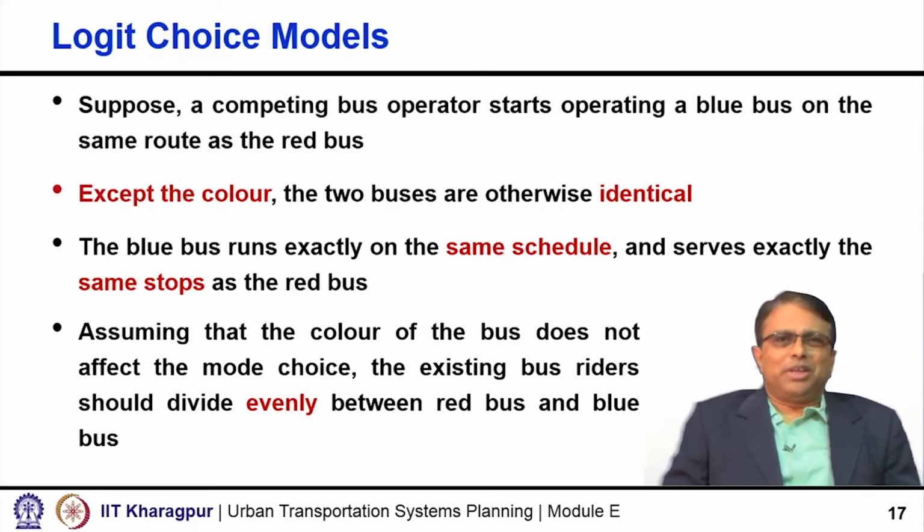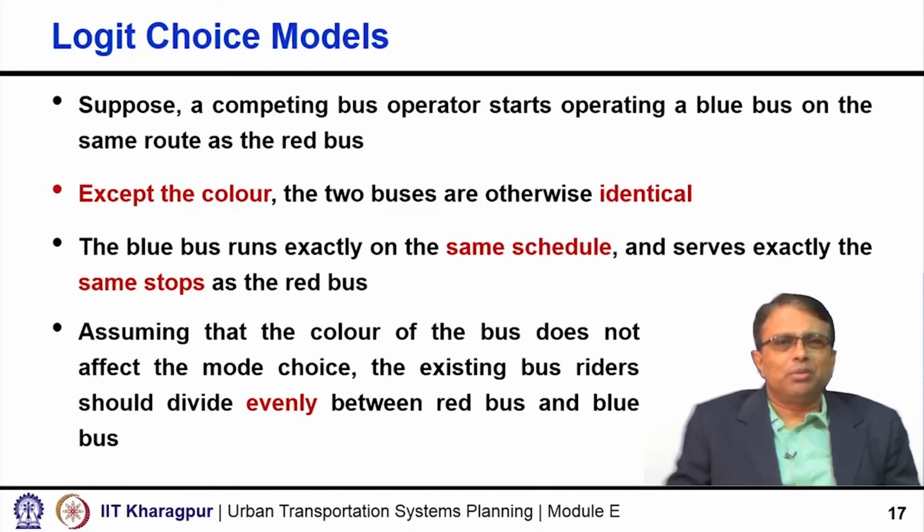So, what do you expect logically? The 50% of people who were using the bus earlier will get distributed between this red bus and blue bus, and because both services are exactly the same in every sense, except that one is painted blue and the other is painted red, naturally the share will be equal.